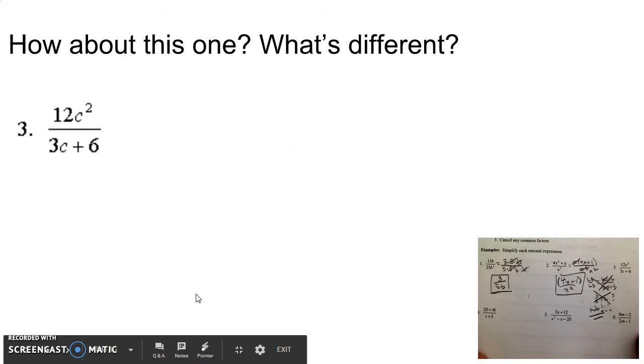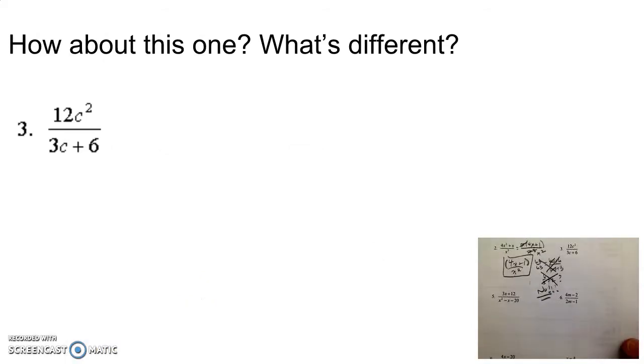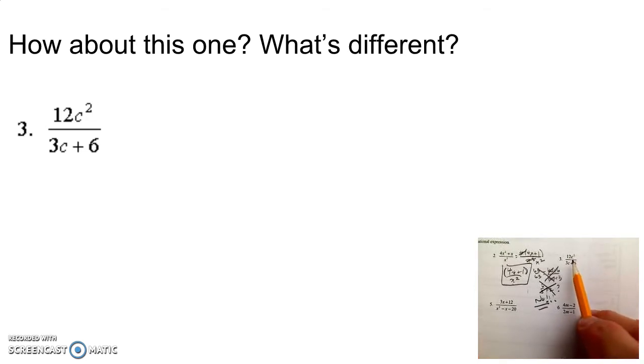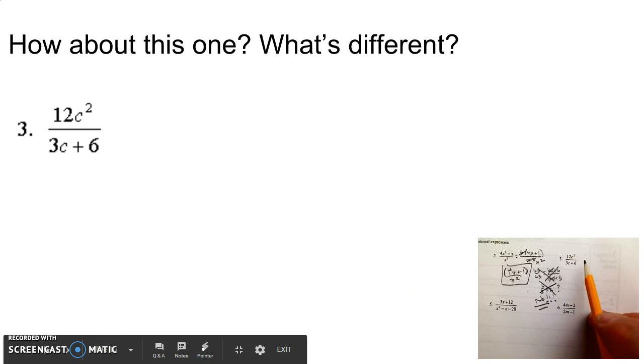Let's take a look at another example. 12c squared over 3c plus 6. Well, this one's different because it's got that polynomial in the denominator, but our approach can be the same. If we can factor out a common factor, we can go ahead and simplify this.